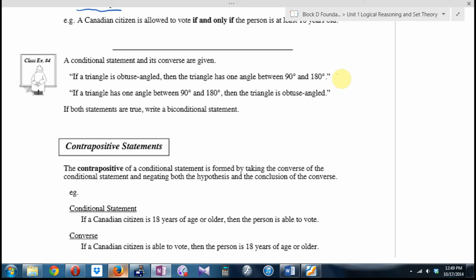Can you have more than one angle bigger than 90 in a triangle? Could you have an angle of 100 degrees and another one of 100 degrees? Why not? See, we're providing a counterexample, right? That would add to more than 180. So, true. Now let's look at the converse. If a triangle has one angle between 90 and 180, then the triangle is obtuse angled. You know what? That's also true, because that's how we have defined an obtuse angled triangle. This is an if and only if statement. This is biconditional.